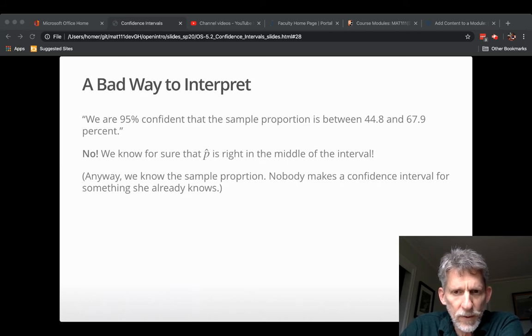Given that we already know this, then we don't really need to know anything about the sample proportion. Nobody makes a confidence interval for something that you already know from your data.